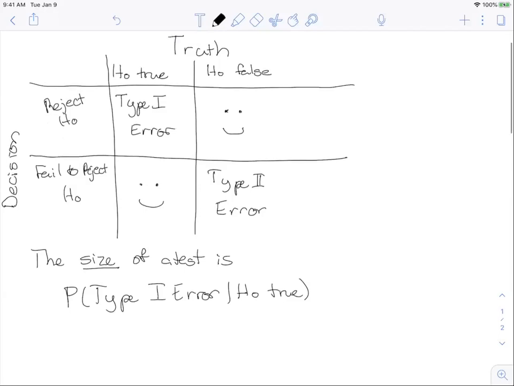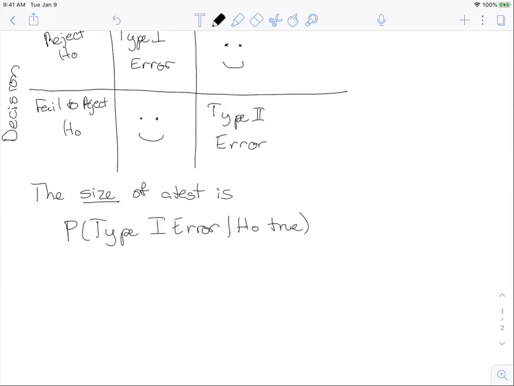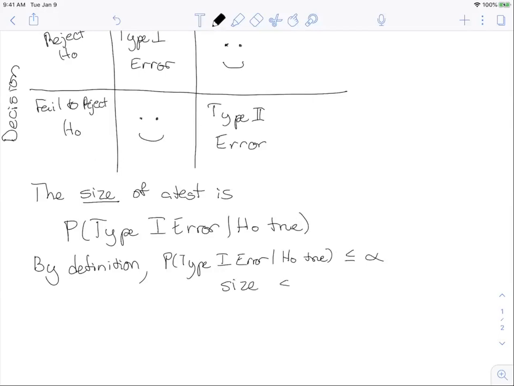And by definition, or it almost basically follows from the definition, the probability of a type 1 error, so the size of a test, is less than or equal to alpha. So this says that the size of a test is less than or equal to the significance level of a test.